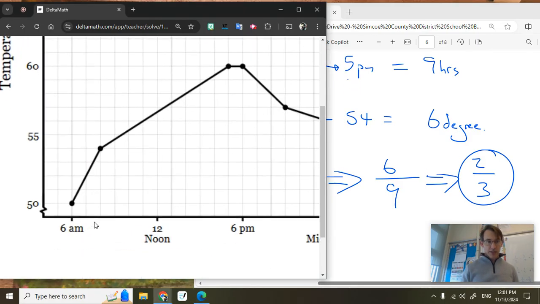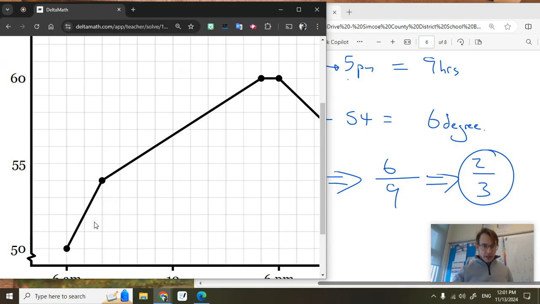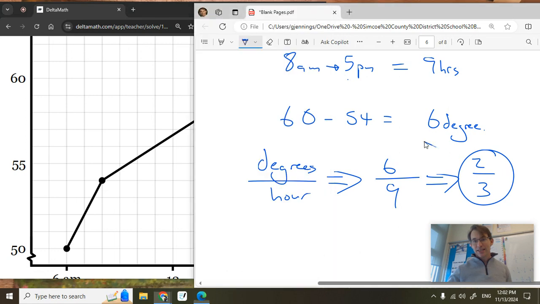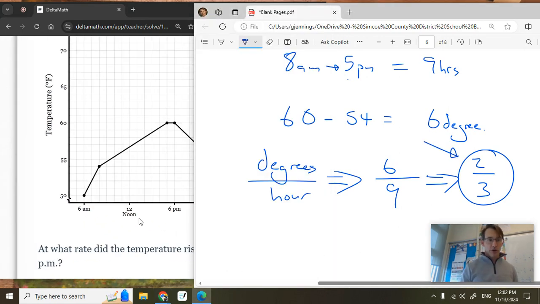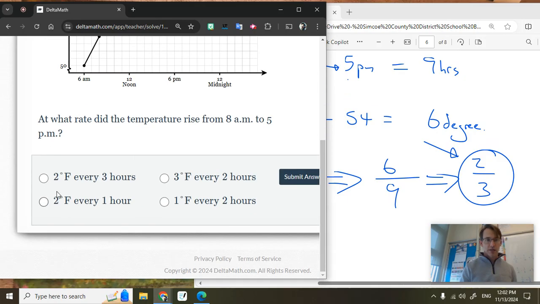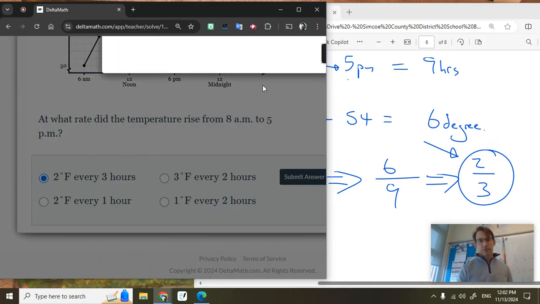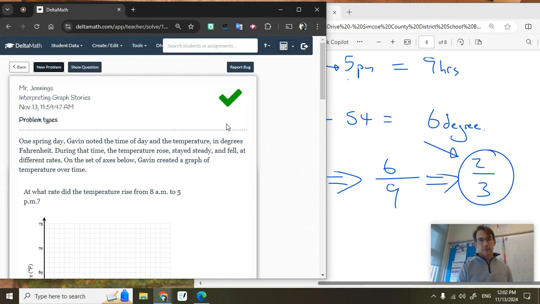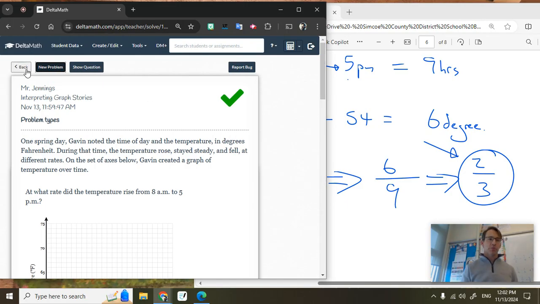All right, and we would see that if we go in here, and if you look, here we go over and up. Over 3 hours, up 2 degrees. Over 3 hours, up 2 degrees. So that's where we can see this rate of change on the graph. Let's go. So at what rate did the temperature rise? 2 degrees Fahrenheit every 3 hours. All right, so that's how you interpret a graph story.